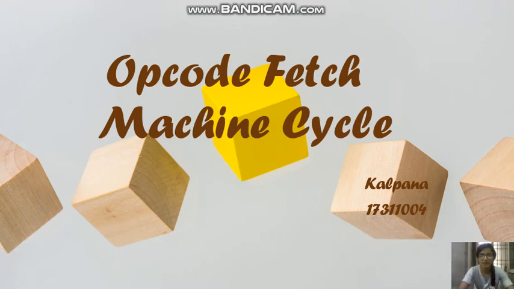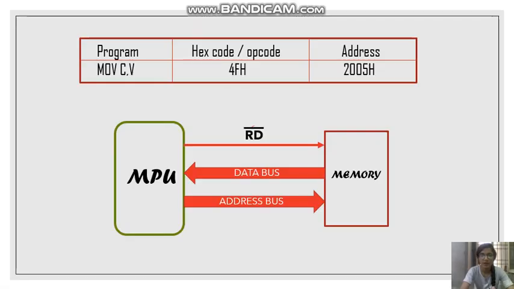Hello everyone, today I am going to discuss the topic Opcode fetch machine cycle, and I am going to discuss only the basics about this topic. I am going to start by taking an example of the command MOV, which is the move command, having a hex code or opcode for a fetch, and let us assume that it is stored at some address in our memory, that is 2005H.